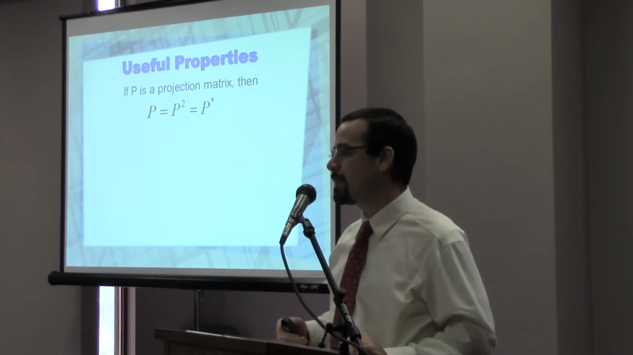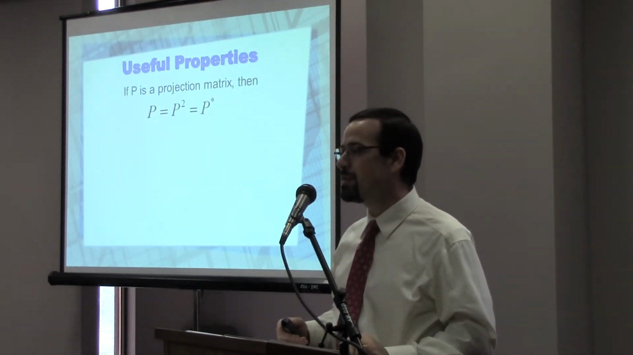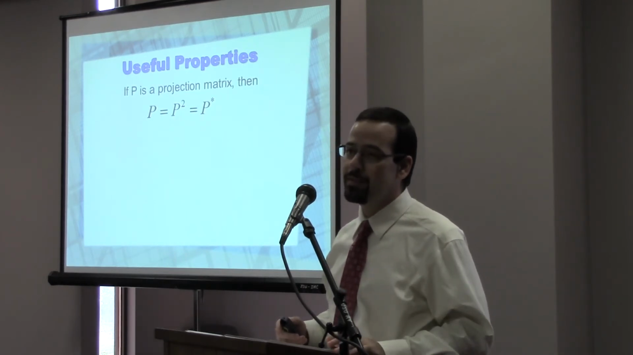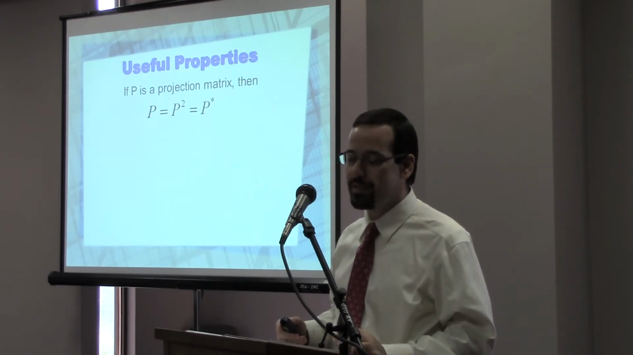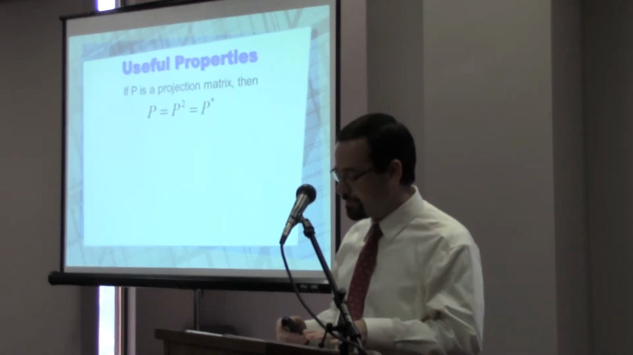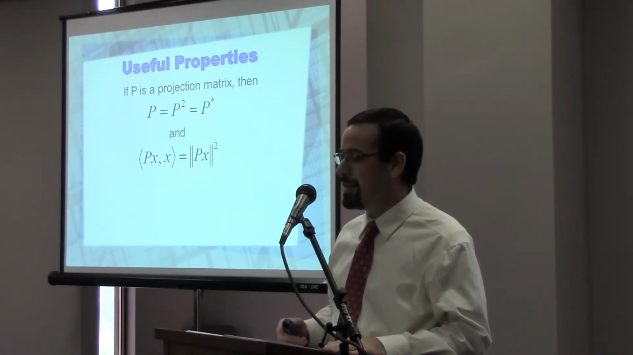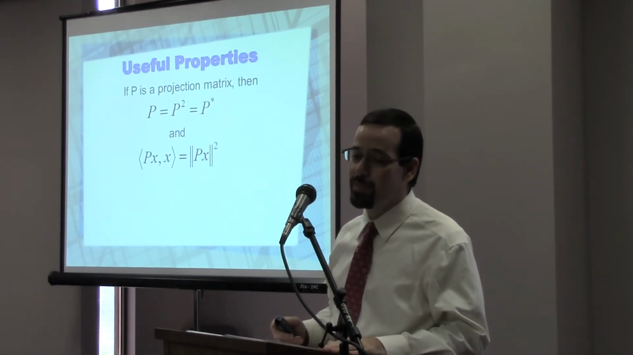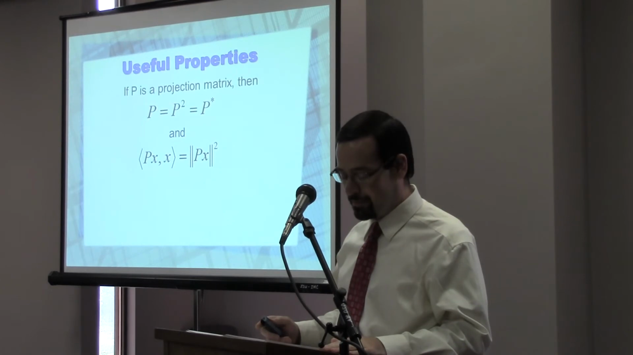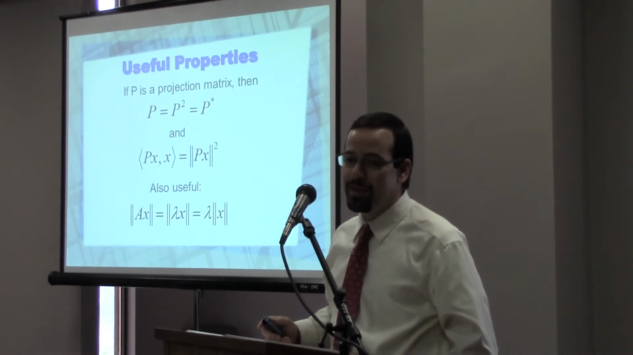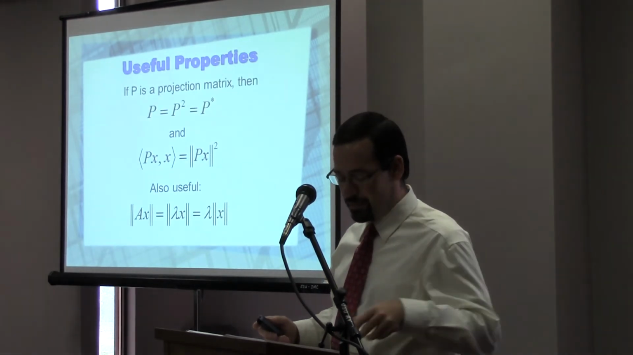It's unaffected. Also, we have the P star there, which means that the matrix is symmetric, and the star takes into account the possibility of having complex numbers in the matrix. So it will be the conjugate adjoint, the conjugate transpose, excuse me. Also, the inner product of the projected vector with the original vector can be given by the magnitude of the projected vector squared, the length of itself squared. Also useful is that the eigenvalue can tell us something about the magnitude of this vector.